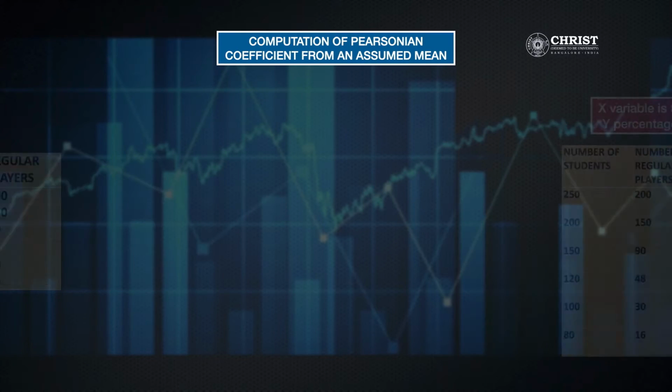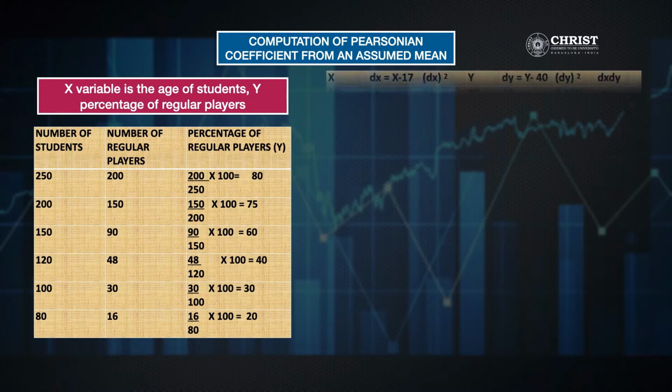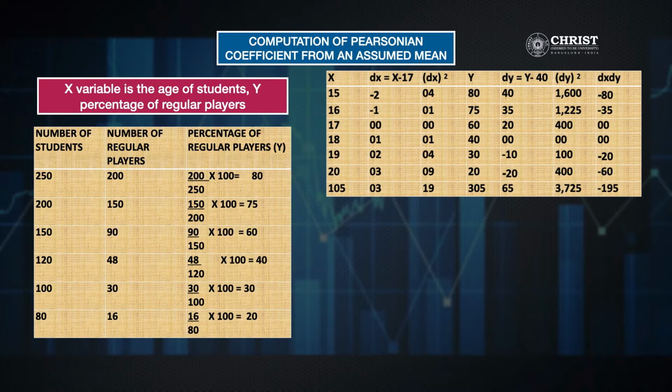Now we have to do the computation. X series values are there 15 to 20 and Y series values are the computed values. Now we are taking deviation of X from an assumed mean. We are taking deviations from 17 and for Y we are taking deviations from 40. So dx values are there, dx square values are there. Similarly, dy values are there, dy square values are there, dx into dy values are also there. So total of dx dy is minus 195, dy square is 3725, dy total is 65 and dx square is 19 and dx total is 3.